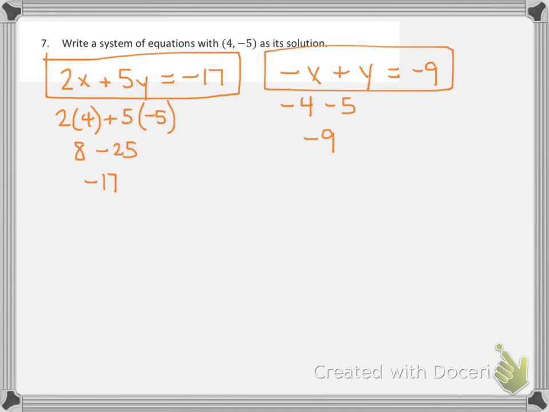And they could be anything. I could make up whatever I wanted as my coefficients, as long as I calculate what my expression on the left side has to be equal to if I use the solution 4, negative 5. So my system would be 2x plus 5y equals a negative 17, and a negative x plus y equals a negative 9. That's one possibility out of the infinitely many that we could create.